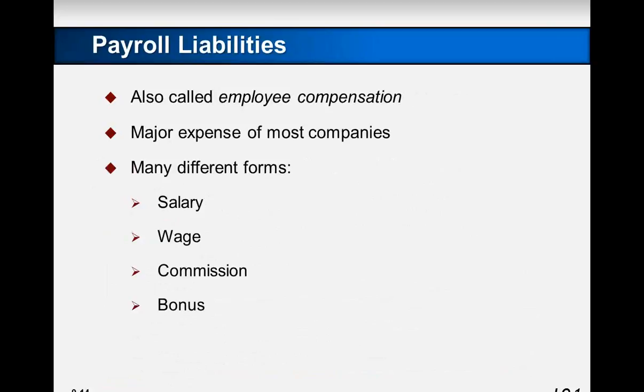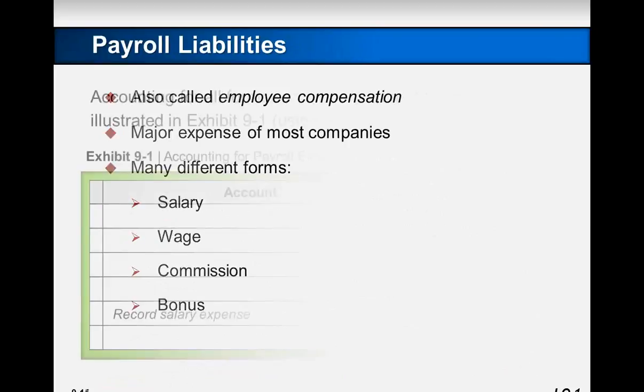So payroll liabilities. These are also called employee compensation. They're a major expense for almost all businesses. Many different forms. There are salaries, where you get paid so much a week, or so much a month, or so much a year, not an hourly rate per se. A wage would be an hourly rate. A commission is that you're paid a percent of your sales. And a bonus is something that is awarded on top of your salary, wage, or commissions. It's additional money coming in. It is still taxable.